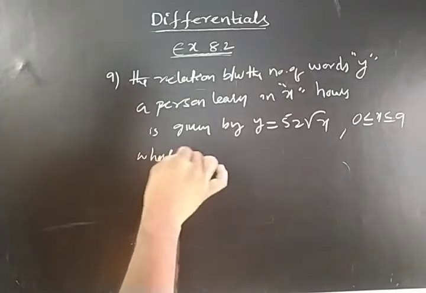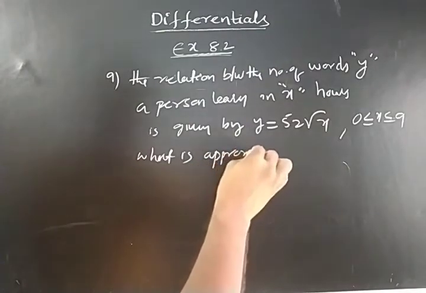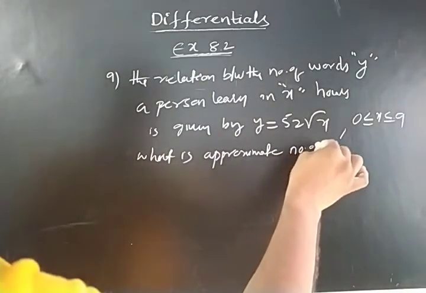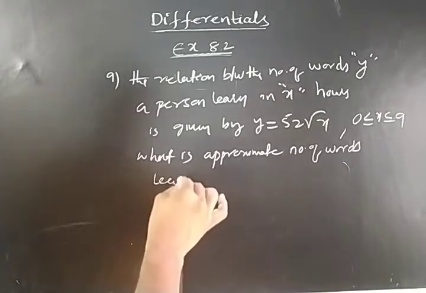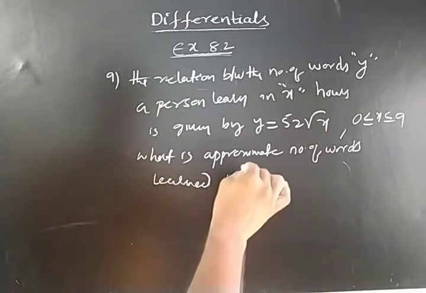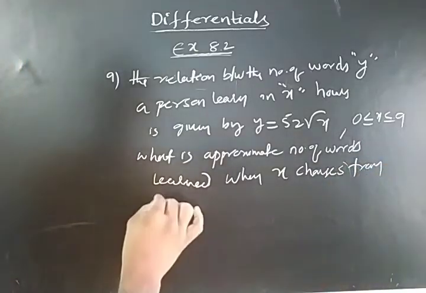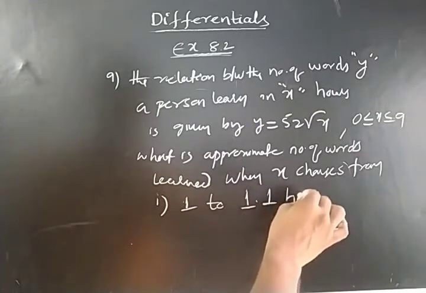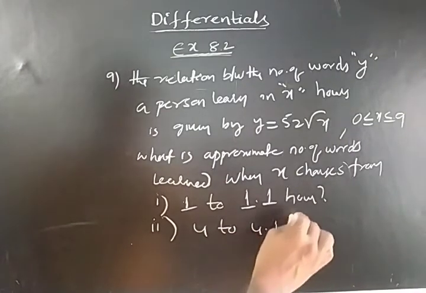What is the approximate number of words learned, that means change in words, when x changes from, first question, 1 to 1.1 hour, second question, 4 to 4.1 hour.